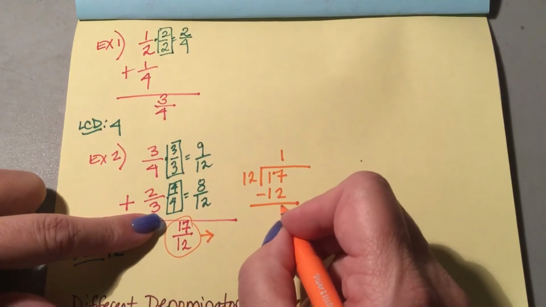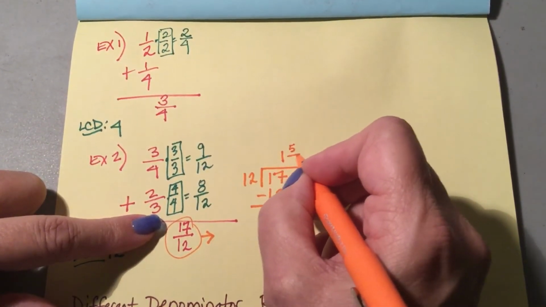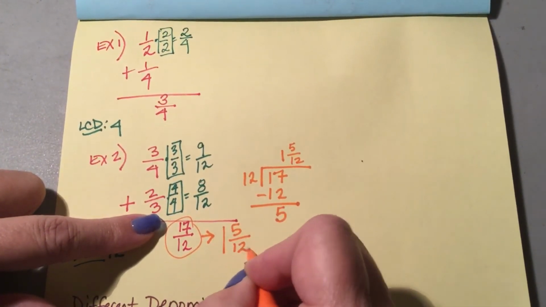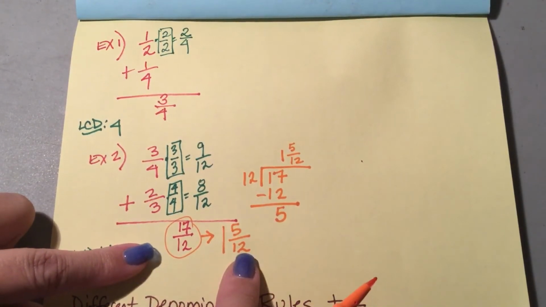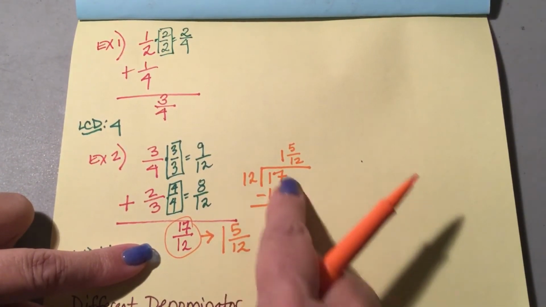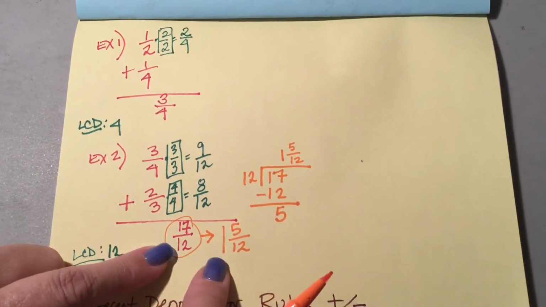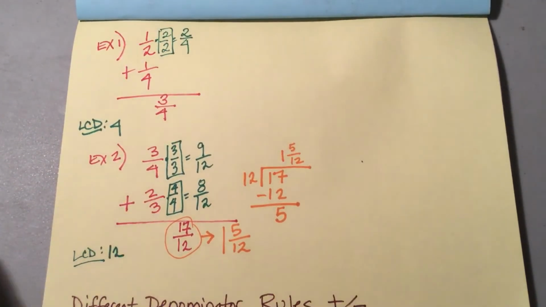I do my subtraction and I have a 5. So I have 5 left over. So this becomes 1 and 5/12. So 1 and 5/12. That's how we change an improper fraction into a mixed number. We do a little long division. Some people can do it visually. They can say, hey, I can get 1 whole and there's 5 left over, keeping that denominator. So that's another way to do it.